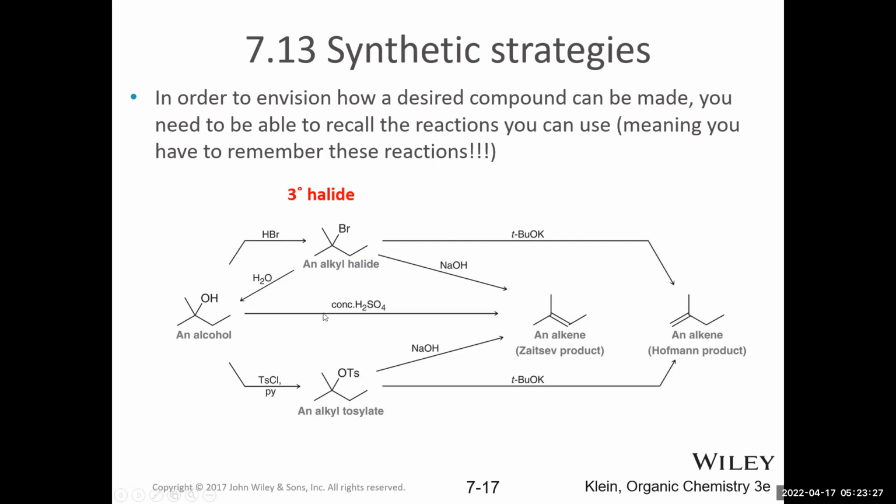Okay, concentrated H2SO4 is used on alcohols to do E1 reactions. And the E1 always gives the Zaitsev product as the major product. Alcohols, even tertiary alcohols, can be tosylated to obtain a good leaving group. And then from there, we can do an E2 reaction, either again with our small strong base or our bulky strong base. So these are all really important reactions that you have to know.